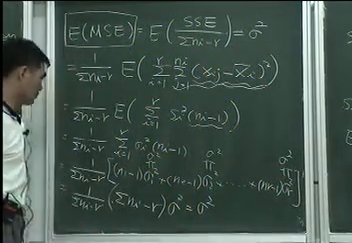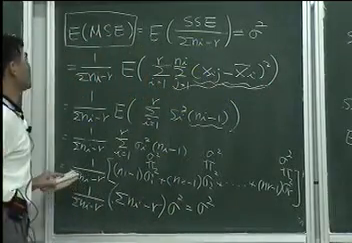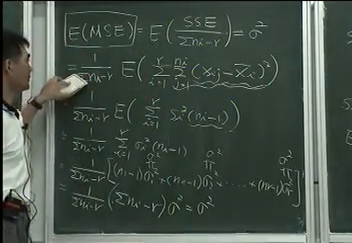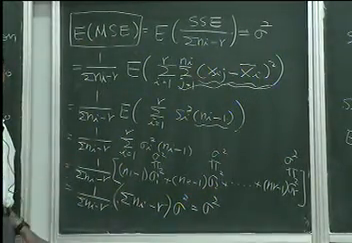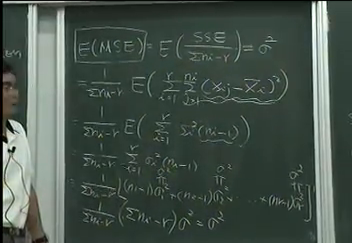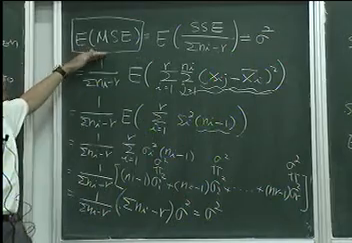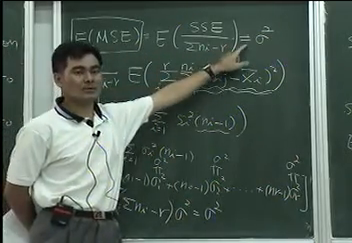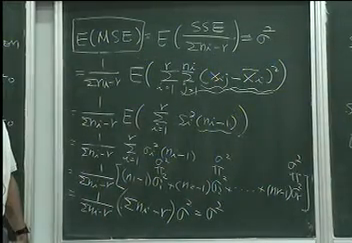Okay, then we're going to do the next one. The next one is expectation of MSF. Can I erase it? So give you 2 more minutes. So this is the expectation of MSE. We find out that it is equal to sigma square. And the next one we're going to deal with MSF.